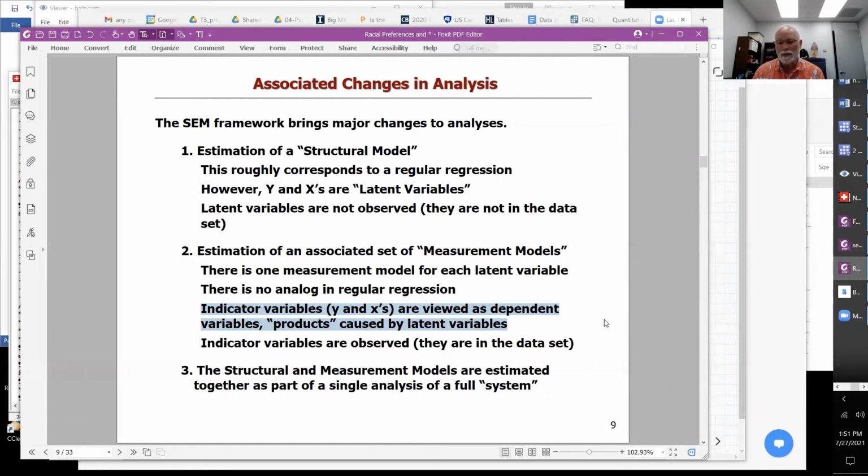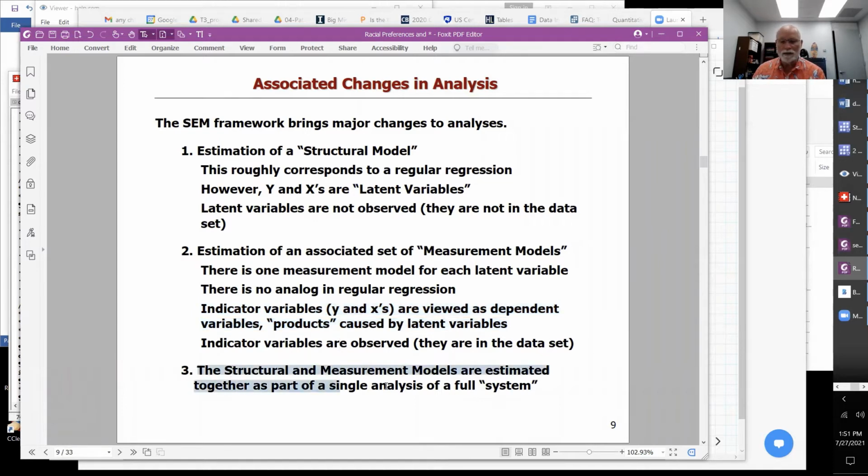We don't think about the observation creating the latent variable. That's backwards. We hope that the true variable, the latent variable, is producing the observations.